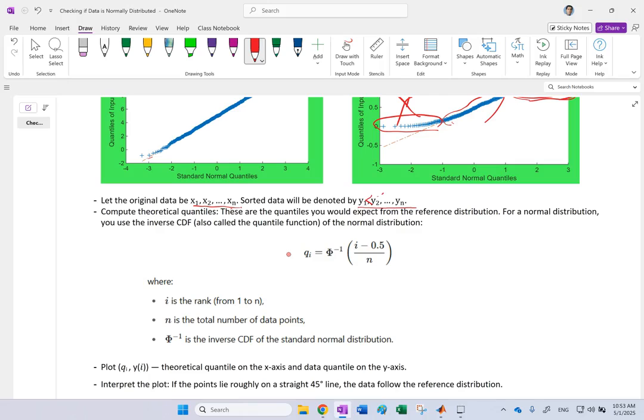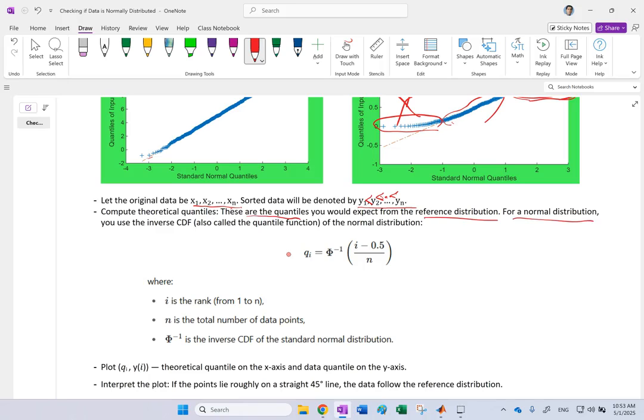So y1 less than y2 less than all the way to yn. Okay, so you first sort it in an ascending order. Then you calculate the quantiles, both for theory and for the actual data. For instance, how would you do it on theoretical ones? So these are the ones that you expect from the reference distribution, in this case from a normal distribution. So what would you do?